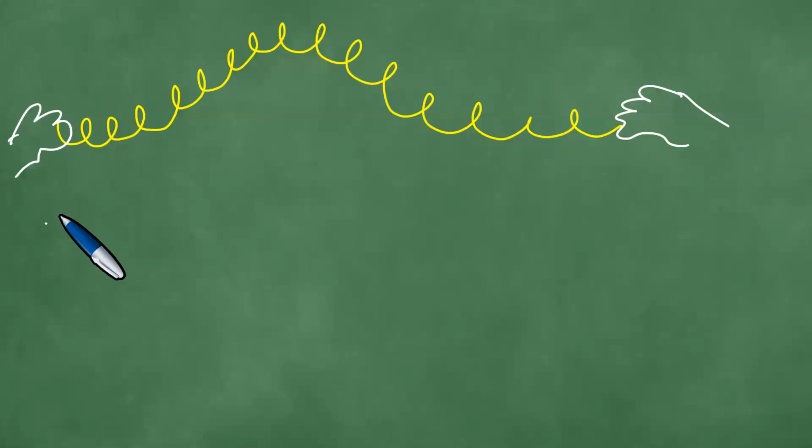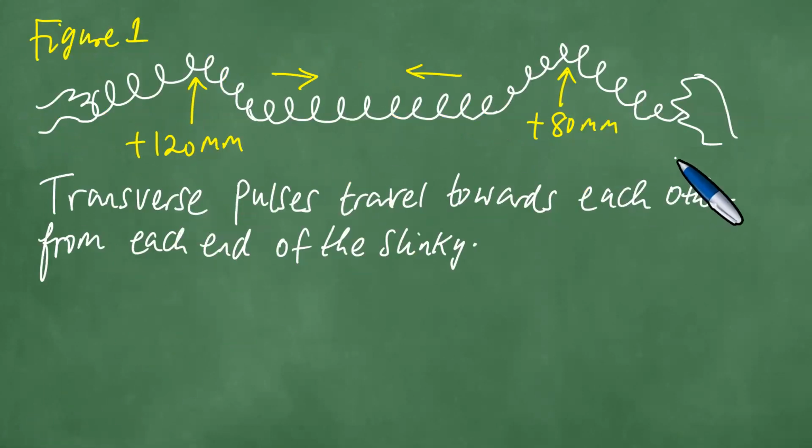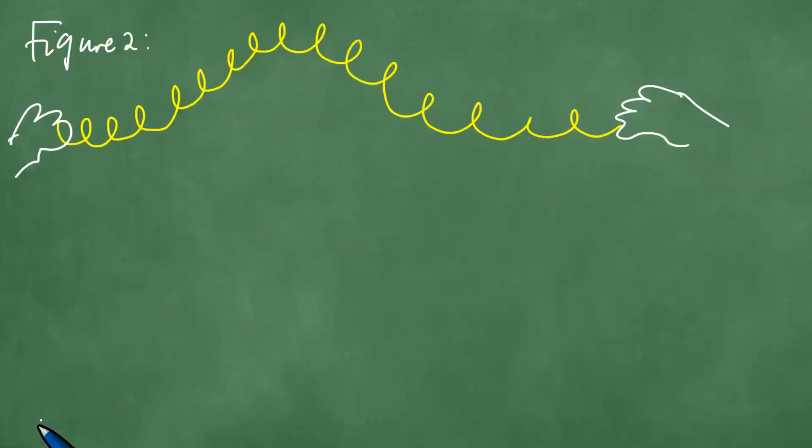I want us to call this one figure two. In figure two, one used both hands to lift the spring up, and then the pulses were formed. Then suddenly they started to migrate towards each other, and they combined to form one big pulse. Okay. Now let's elaborate what is happening here in figure two.